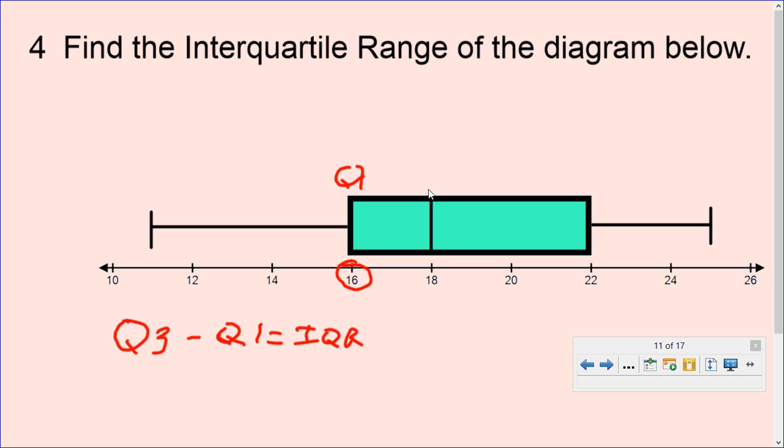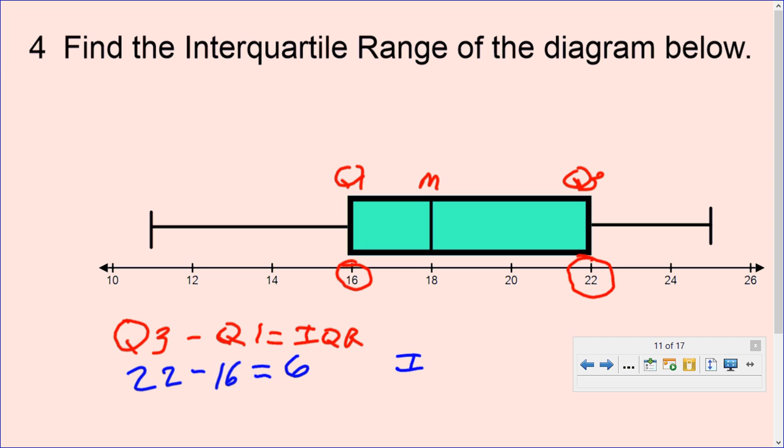So here we have our first quartile, which is located at the 16. And here is our median, which is 18. And here is our third, or upper quartile, which is 22. So we need to take the third quartile, which is 22, and subtract from it 16, and that'll give us the interquartile range, which looks like 6. So our answer would be 6 for the IQR.